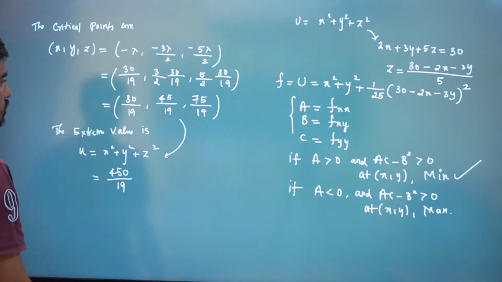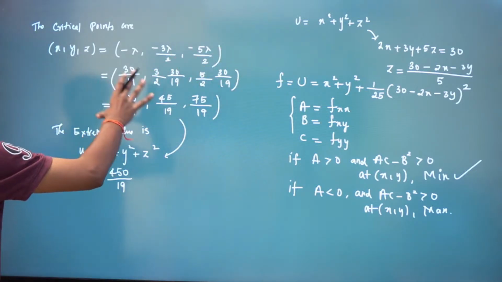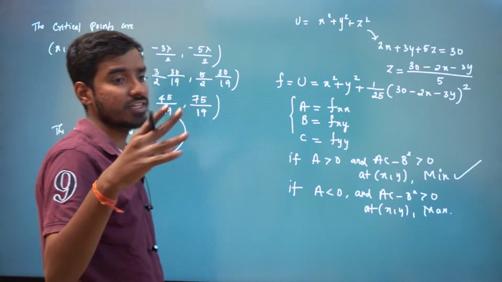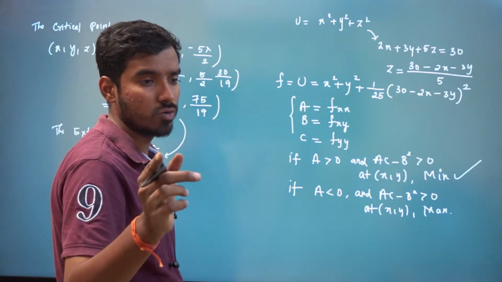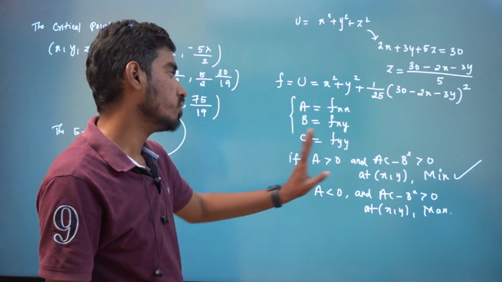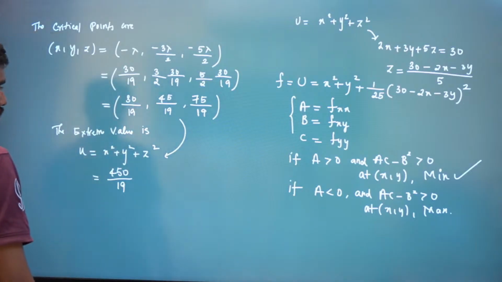Okay. This is not required, right? They're asking only the extremum value. The extreme value is 450 by 19, but I don't know whether that is maximum or minima. Suppose you want to know maximum or minima, you convert that to two variables and you do the procedure. Here you will get the minimum value. Okay.